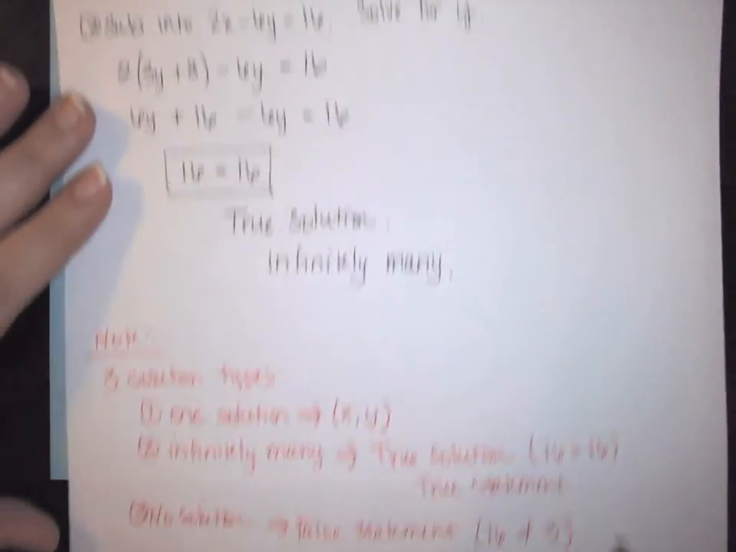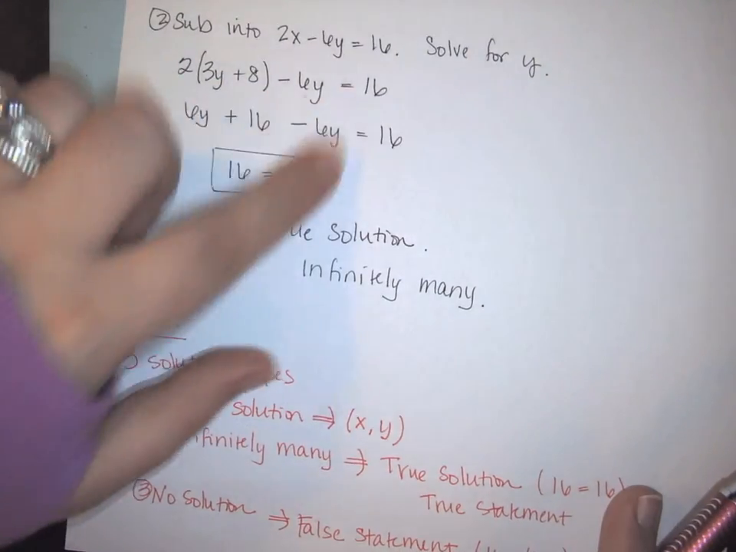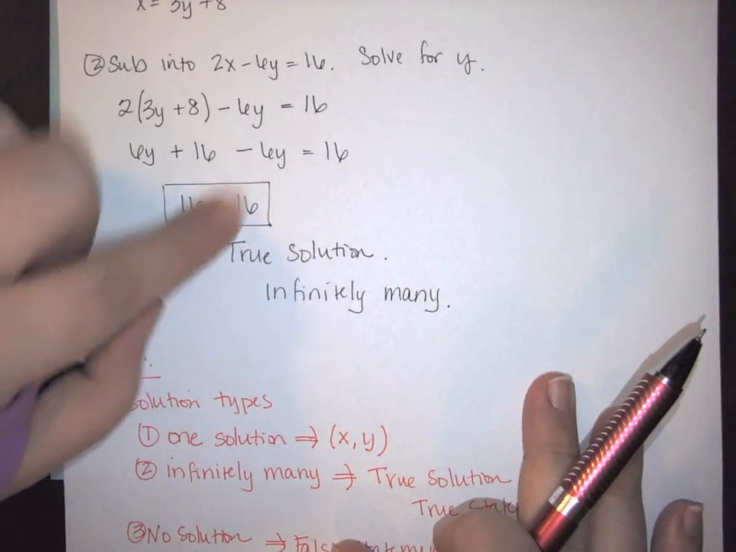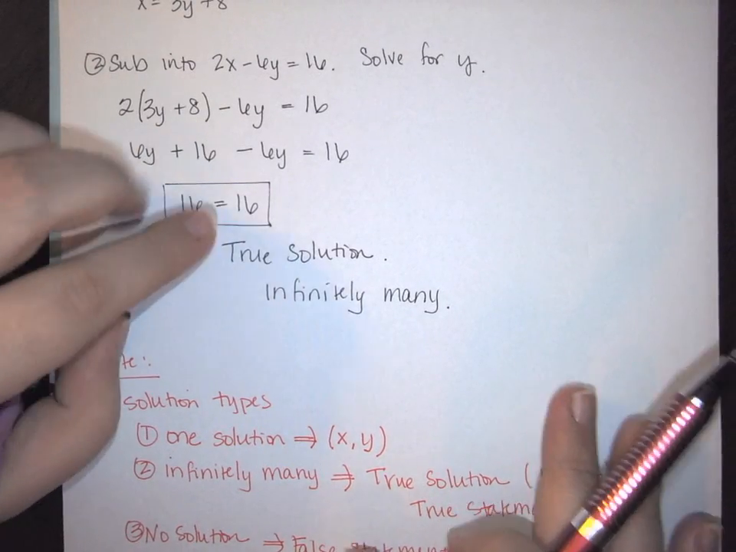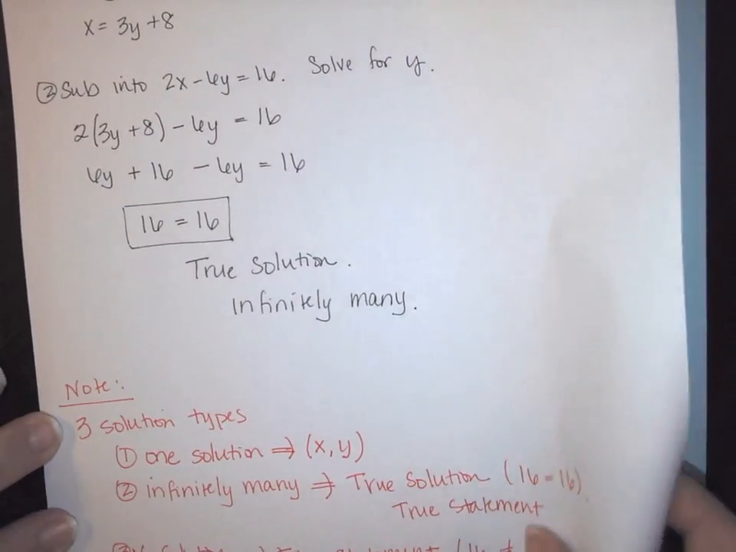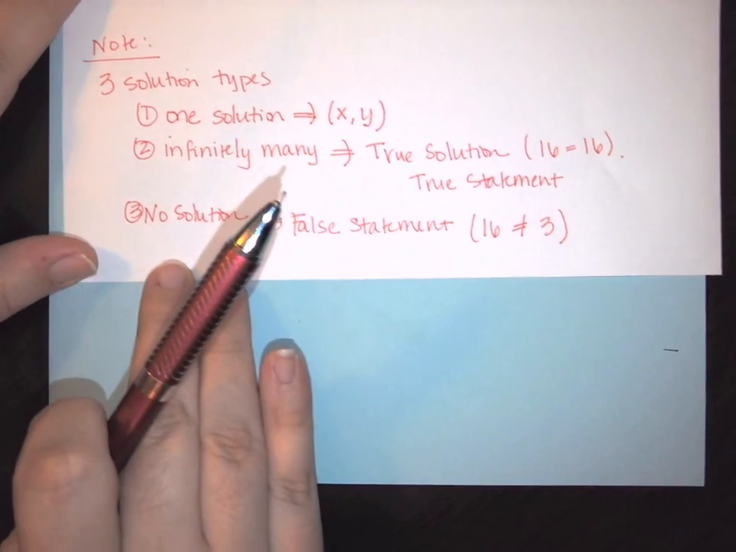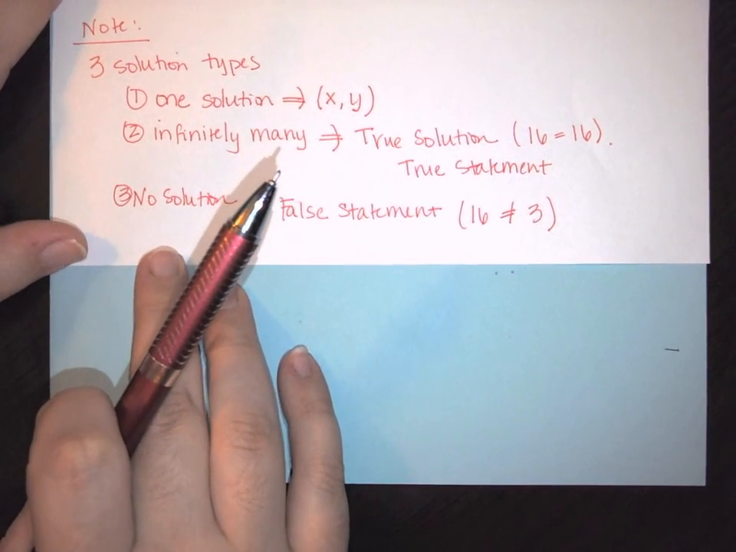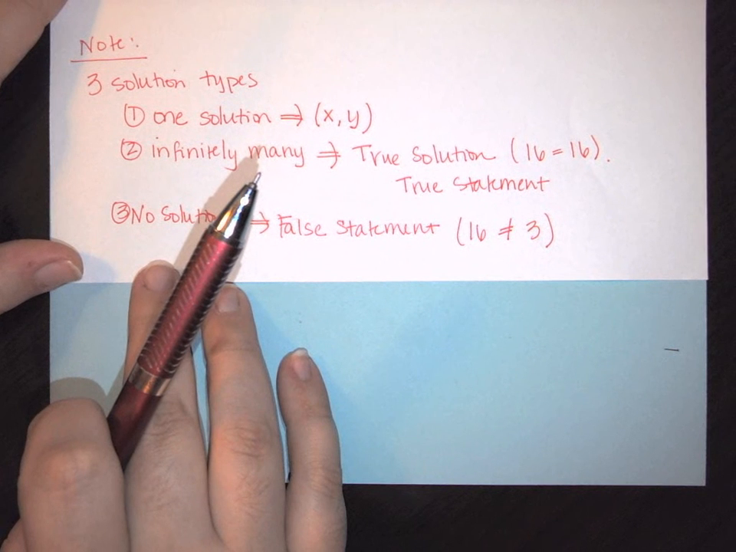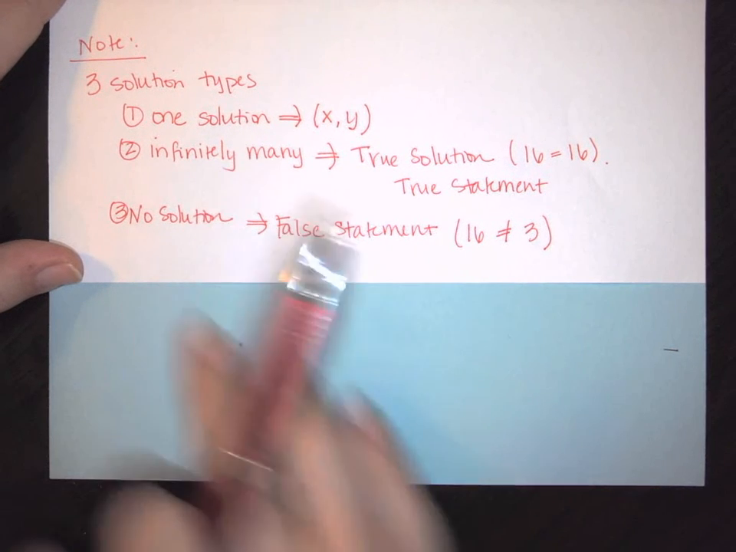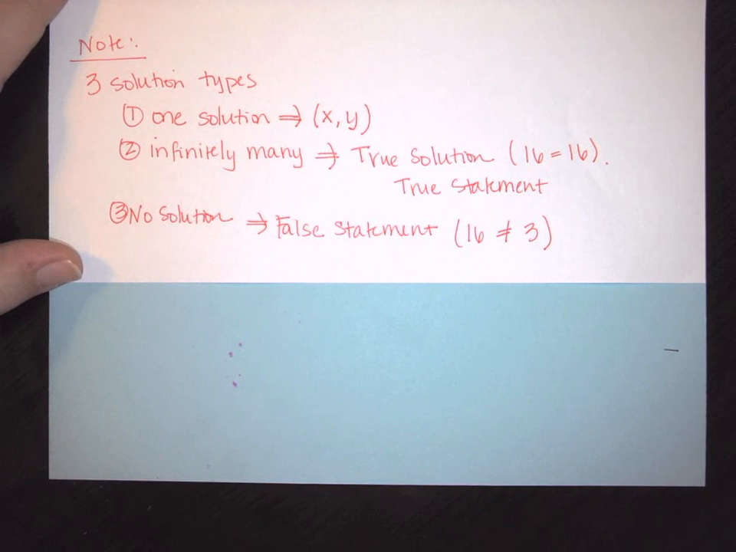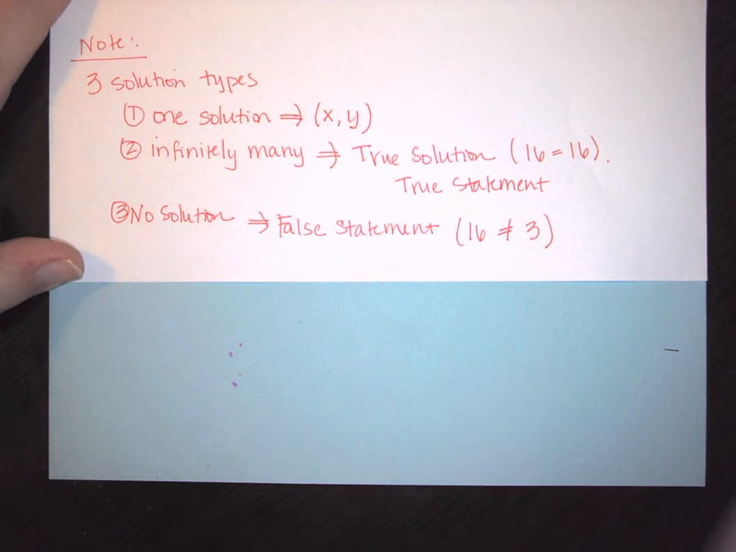So when you're working these, this second step that you do here is going to be the most important step, because it is going to dictate which one of these 3 solutions that your system is going to have. Okay? So there you have it. Those are 2 very different examples about solving systems using the substitution method.